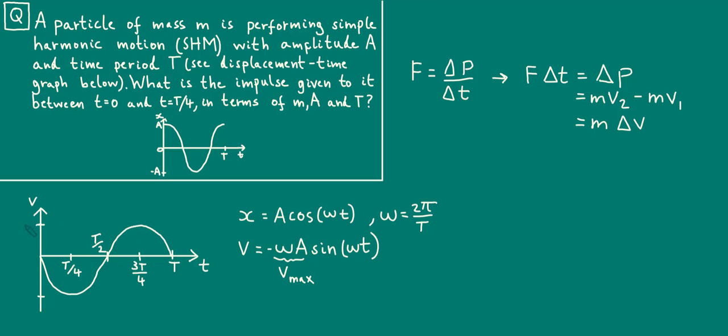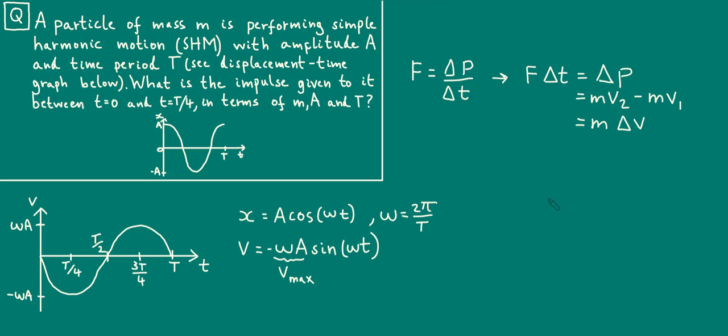So we can add this to our graph here. The maximum velocity here, or the maximum positive velocity, is omega A, and the maximum negative velocity is minus omega A. Okay, corresponding to here and here respectively.